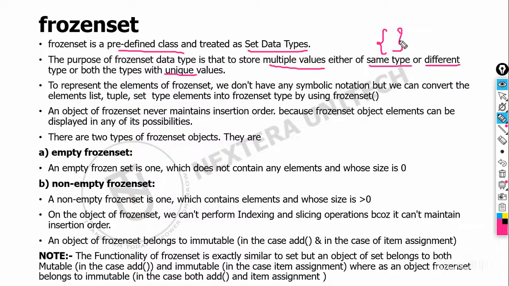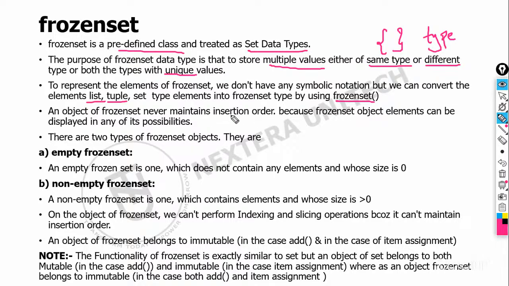Then what if you want to convert any other type to FrozenSet? We directly use a function, frozenset. The frozenset function will be used to convert any type of elements, whether it is a list, tuple, set, or whatever it might be, into a FrozenSet object.